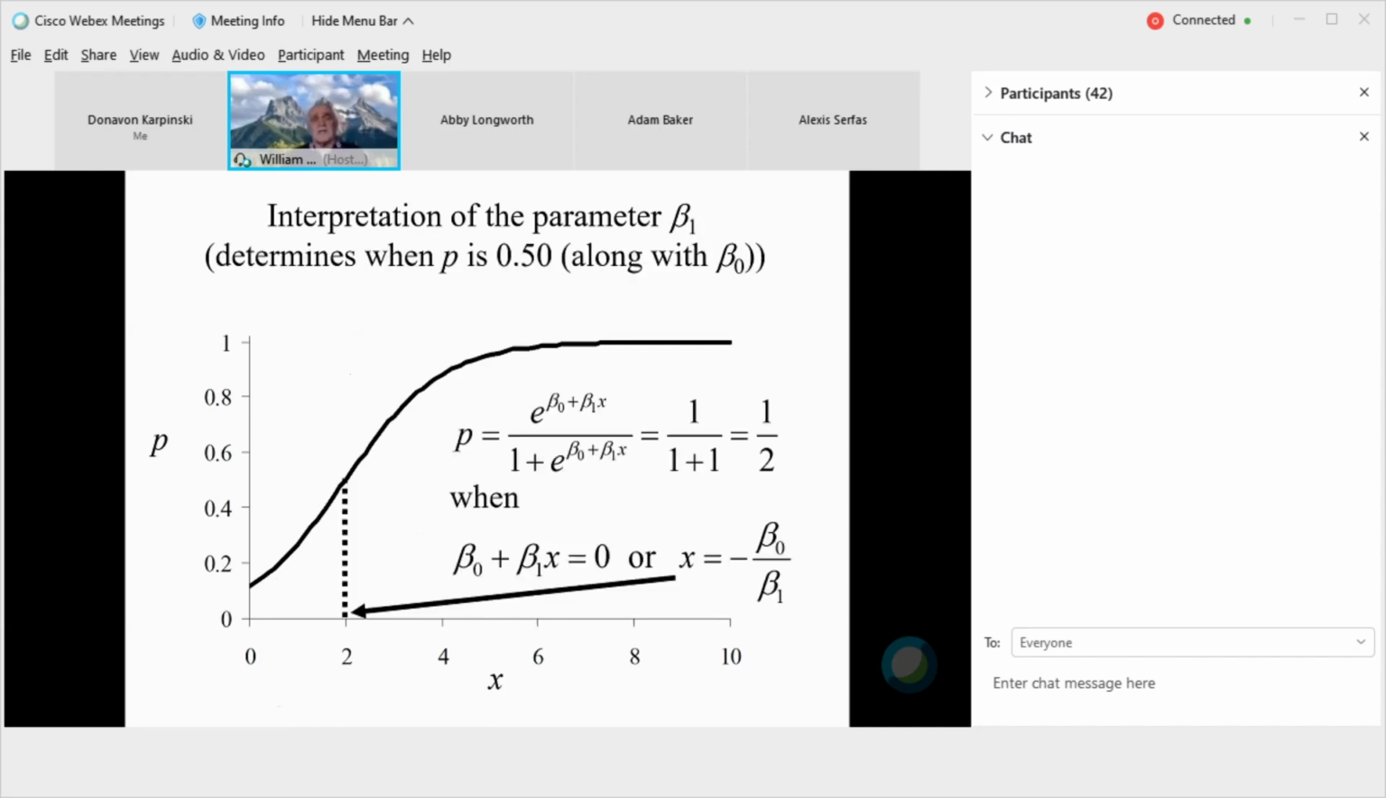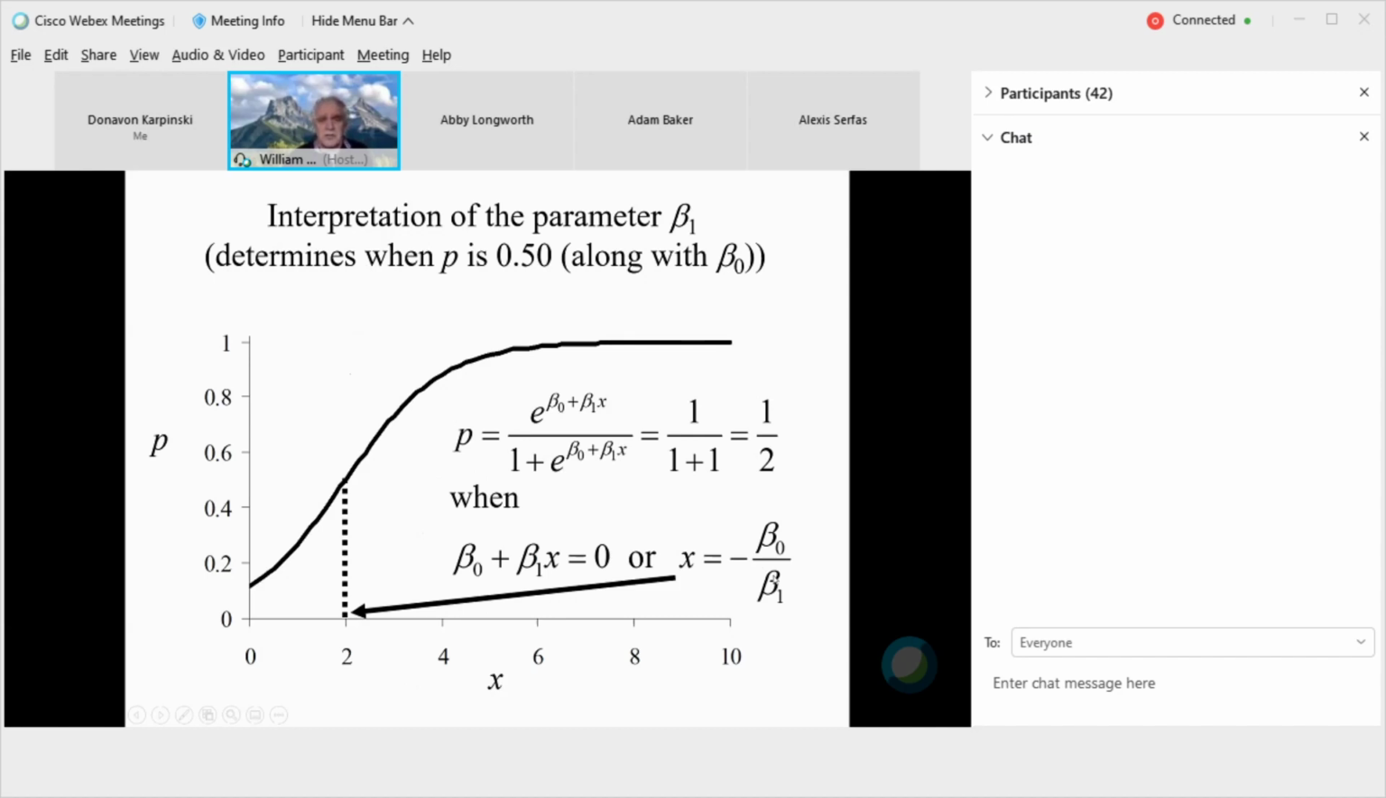The parameter beta 1 can also be interpreted. When P is equal to a half, that means that beta naught plus beta 1 x has to be 0 for that to be true. So beta 1 together with beta naught will determine when P is equal to 1/2. That'll be at x equals minus beta naught over beta 1.